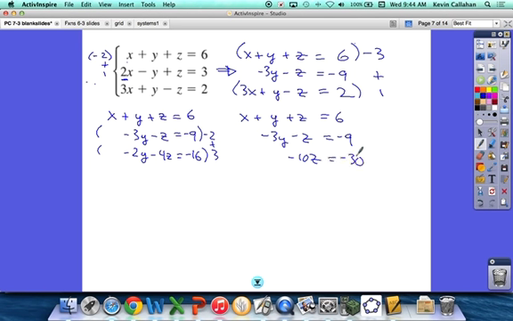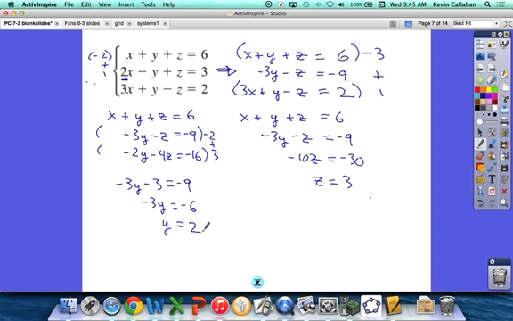Okay, so there's your row echelon form. And the last one, you could solve for z pretty easily, right? z equals 3. And then you can plug into the next one, -3y minus 3 is -9. So -3y equals, add 3, -6. y equals 2.